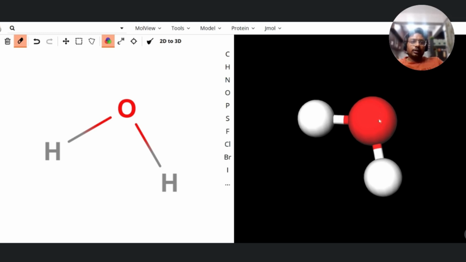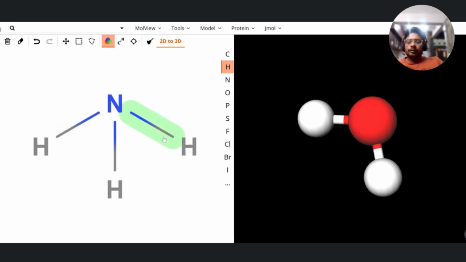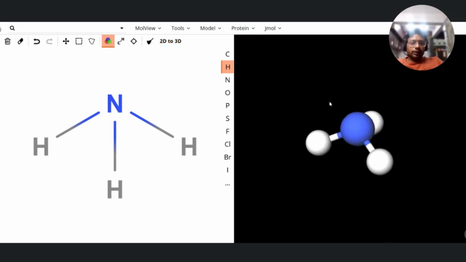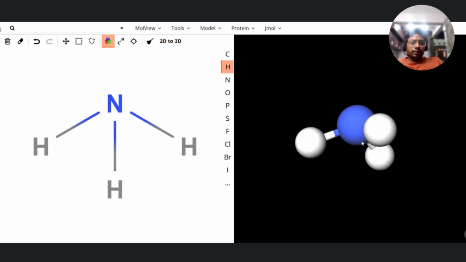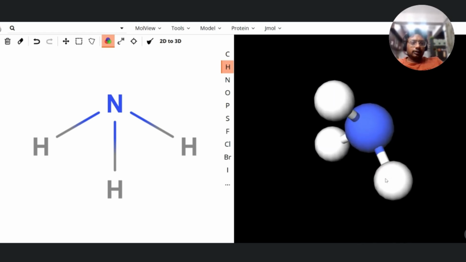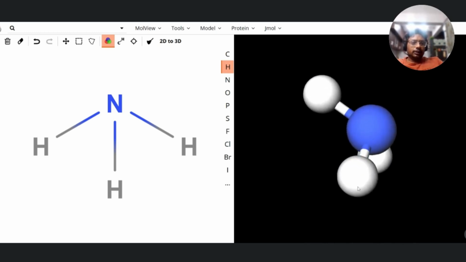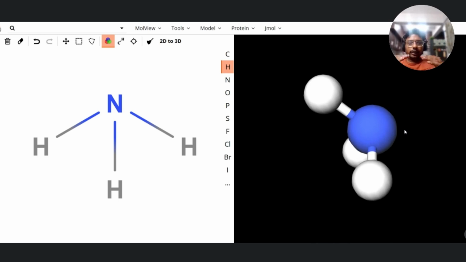Let's try to see another shape. This is ammonia. This is how the ammonia molecule actually looks. Can you see they are not flat? We try to keep it in 3D. You see that it's actually bent towards one side.